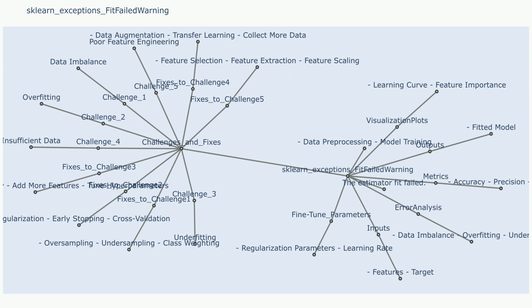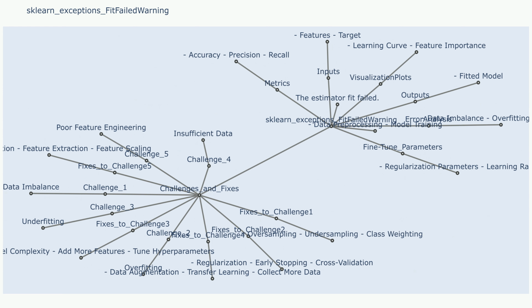Regularization techniques: use L1 or L2 regularization to penalize large weights and encourage the model to rely on a smaller subset of features. Challenge 2.